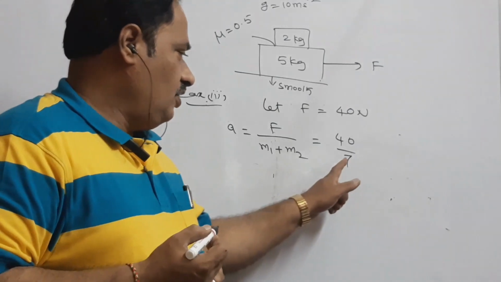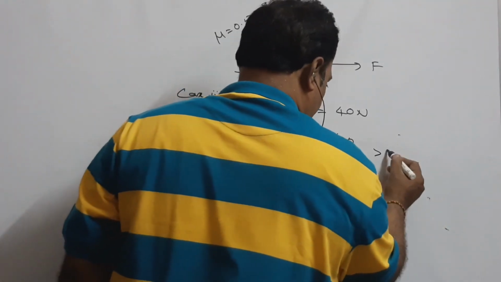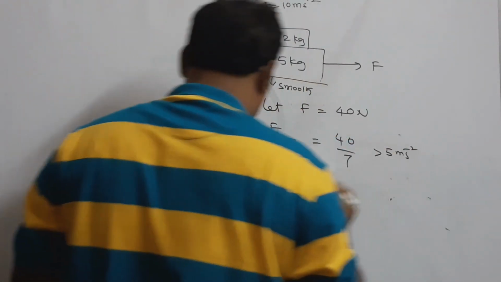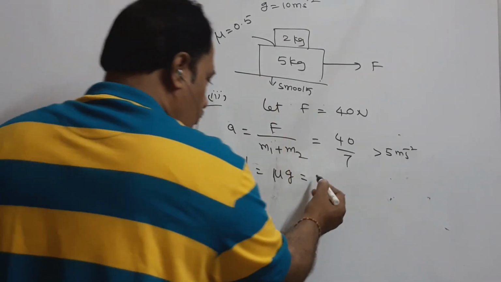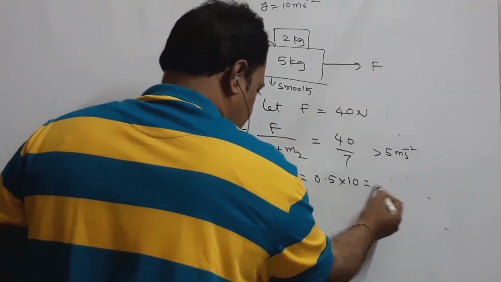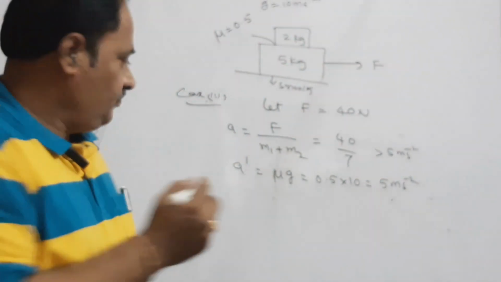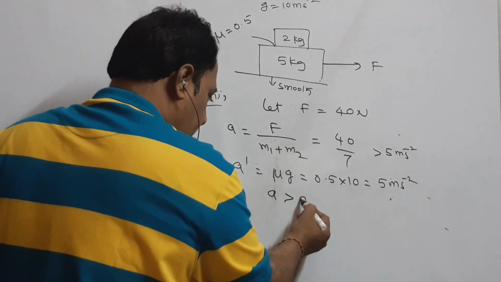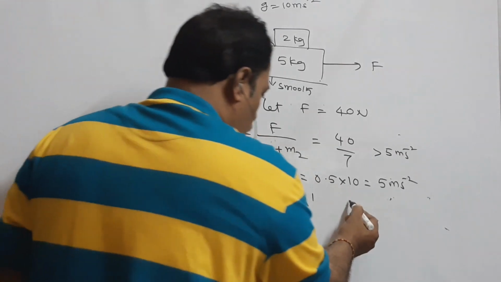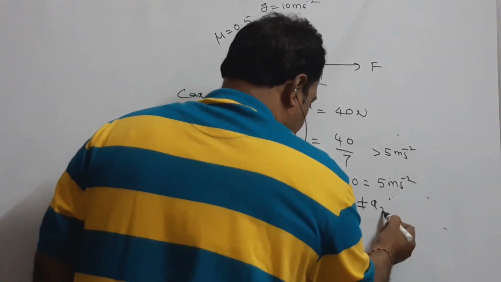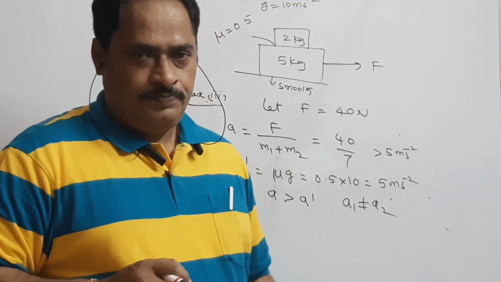Ultimately this is more than 5. That means simply I can say more than 5 meter per second square. Whereas A dash equals mu g, with mu equal to 0.5 and g equal to 10, we get 5 meter per second square. Definitely the A value is greater than A dash. In this case, both blocks have different accelerations. A1 is not equal to A2.